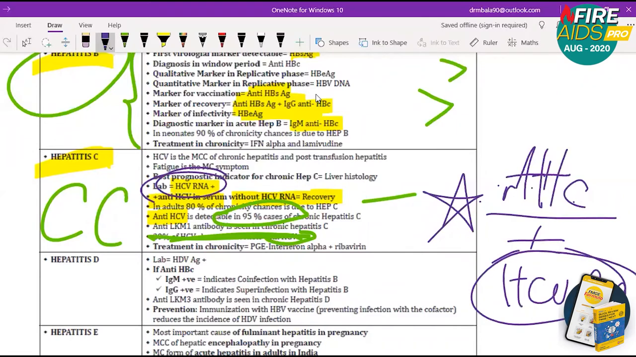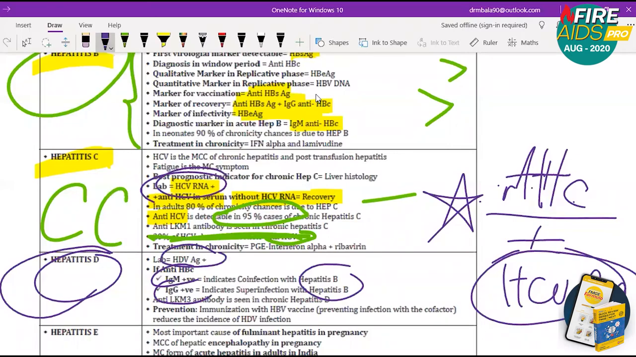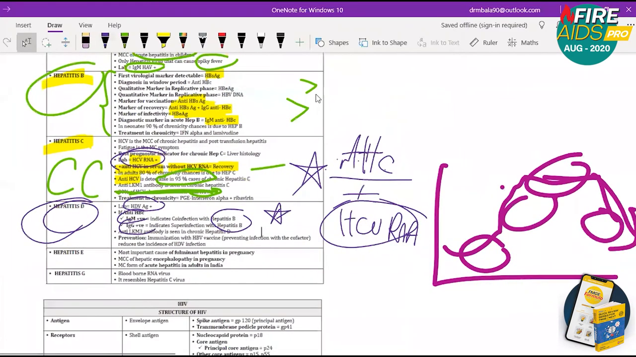Okay, next is hepatitis D. You should know that hepatitis D almost always appears along with hepatitis B. If it's a co-infection, there's going to be IgM positivity. If there's a superinfection, there's going to be IgG positivity. In the lab, you're going to check the HDV antigen test. This is important. But overall, in the entire hepatitis topic, B and C are the most important.